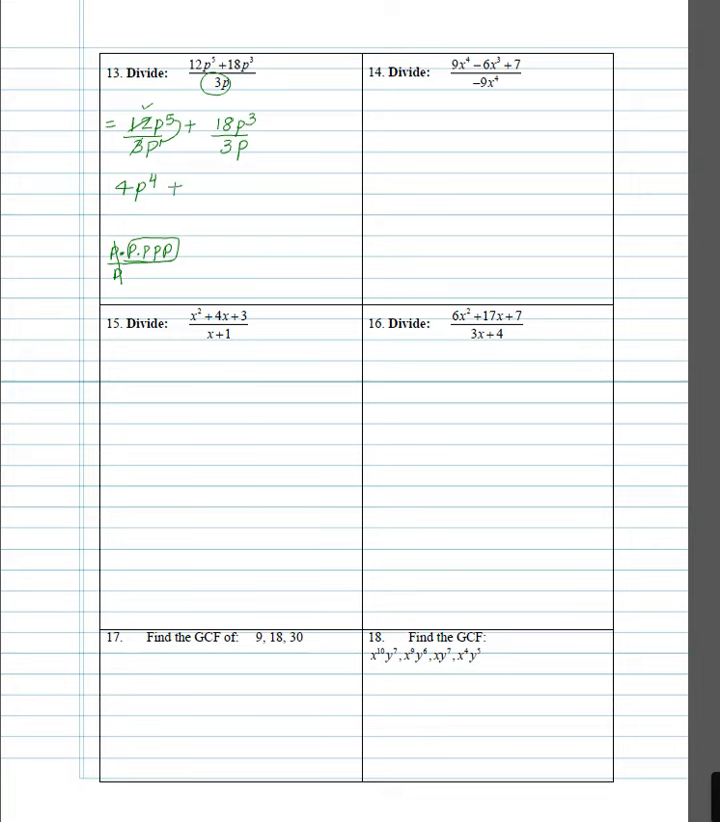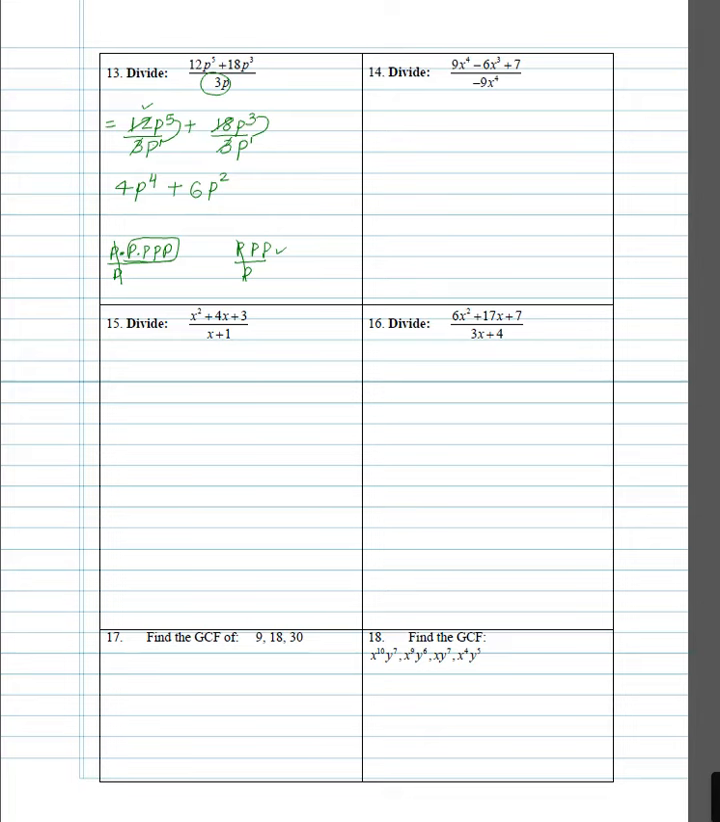Now, 3 and 18, I get 6. p cubed and p to the 1. So if you don't see a power, the power is automatically 1. So 3 minus 1 is 2. So it's like you have 3 p's on the top and you have 1 p in the bottom. When you cancel out, you're left with 2 p's. Alright, moving on to next division.